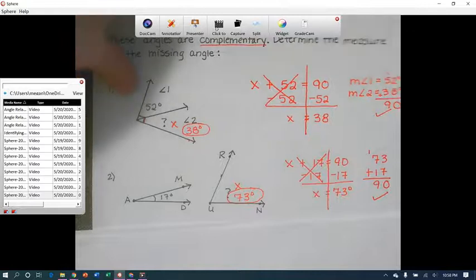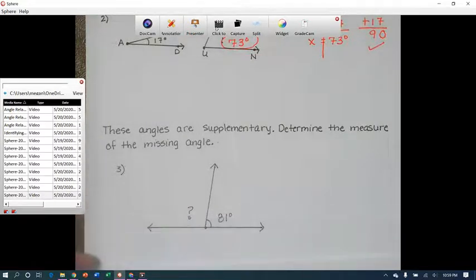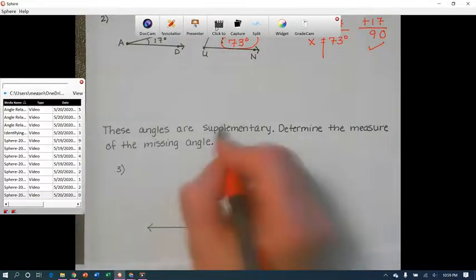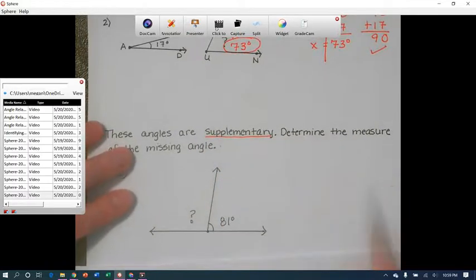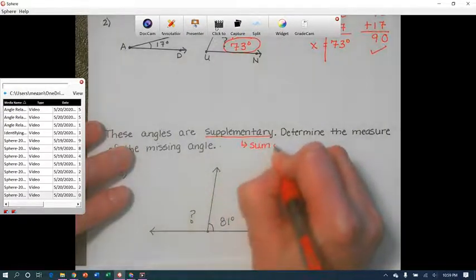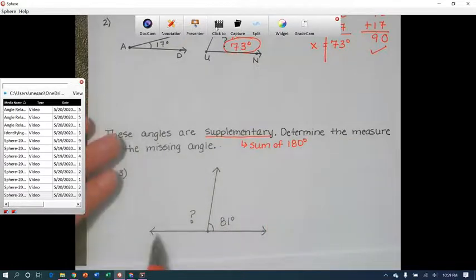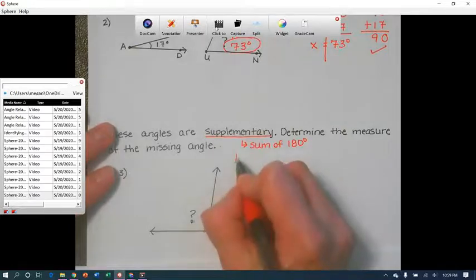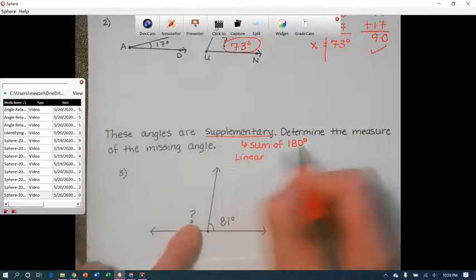So now let's move on to finding some missing angle measures if we're given supplementary angles. And if you remember what supplementary means, the two angles have a sum of 180 degrees. They form this straight line. We also talked yesterday that these two angles form a linear pair.